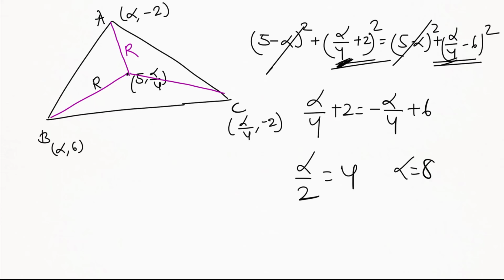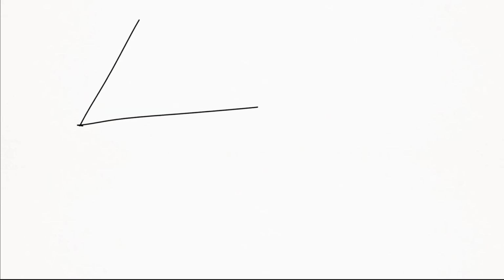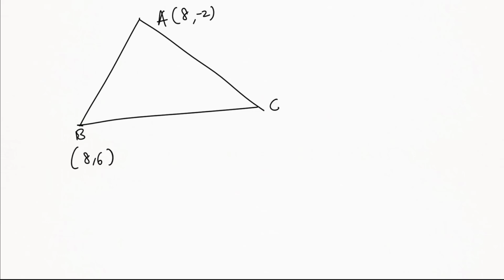When you know alpha, the coordinates are very clear now. Just put the coordinates. A is 8, -2. B is 8, 6. C is what? Alpha over 4, so 2 and negative 2. If you see this triangle very carefully, the distance of AC is what? This is 8, this is 6, and this is 10. 8, 6, 10. You know, right? 8 square plus 6 square is 10 square. So this is definitely a right angle triangle.